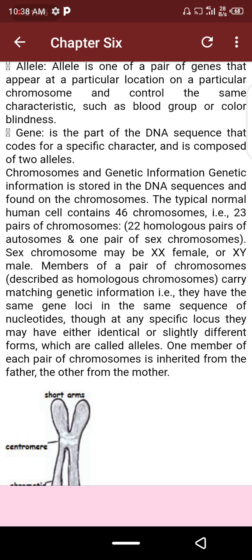The typical normal human cell contains 46 chromosomes, i.e. 23 pairs of chromosomes: 22 homologous pairs of autosomes, and 1 pair of sex chromosomes. Sex chromosomes may be XX female or XY male. Members of a pair of chromosomes are described as homologous chromosomes, carrying matching genetic information, i.e. they have the same genes in the same sequence of nucleotides.